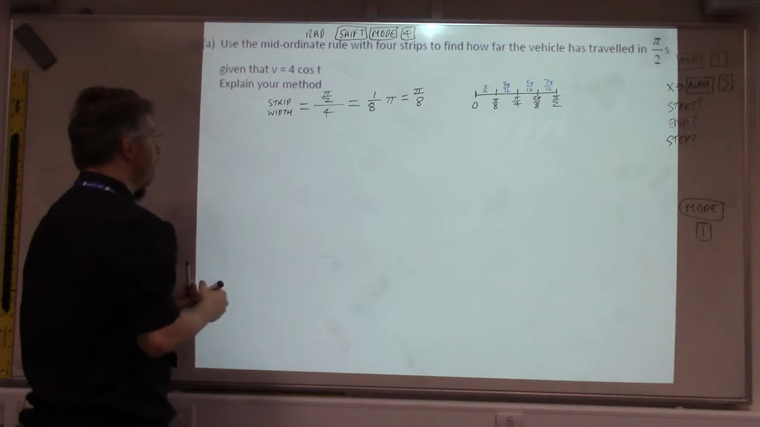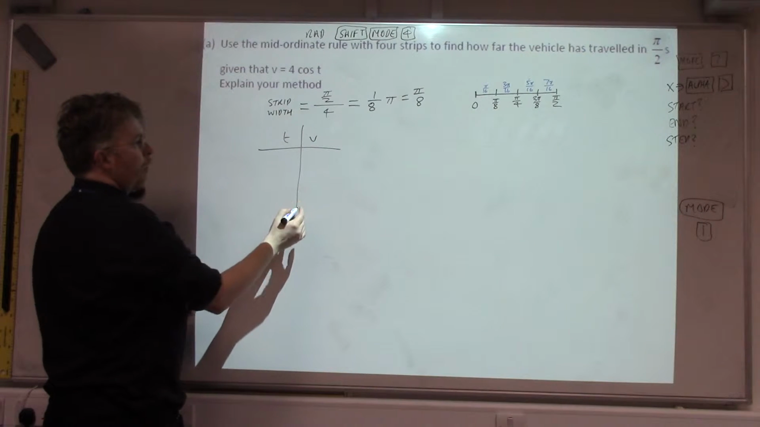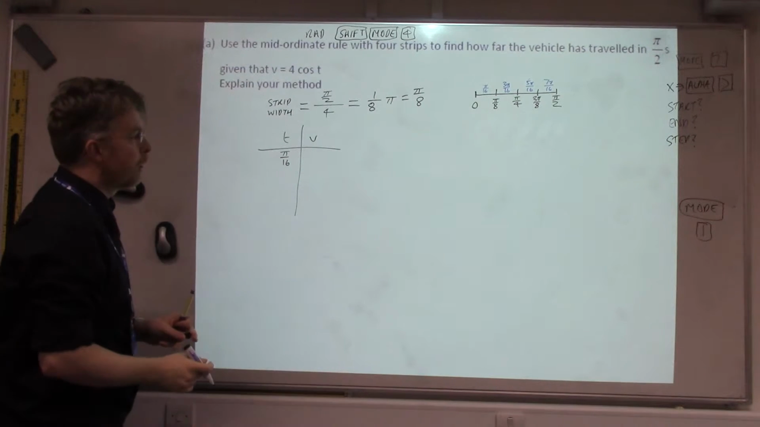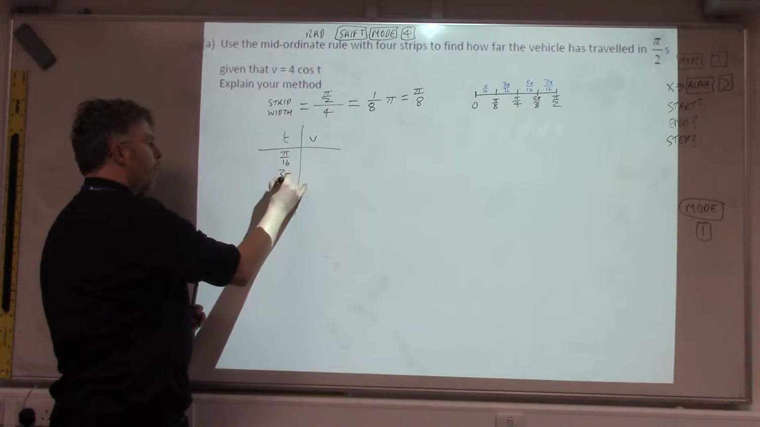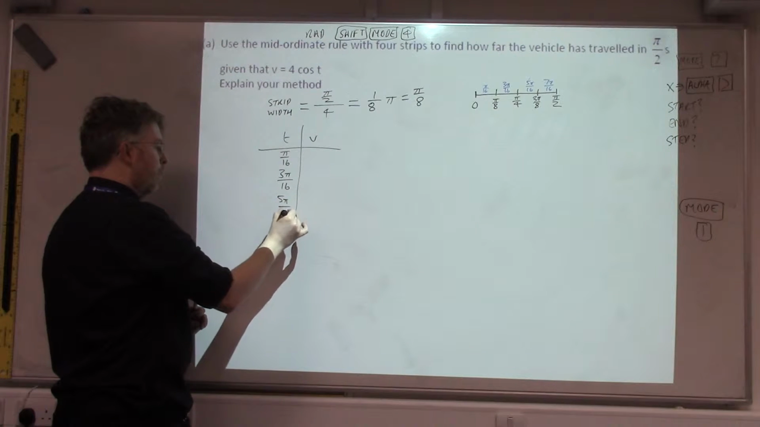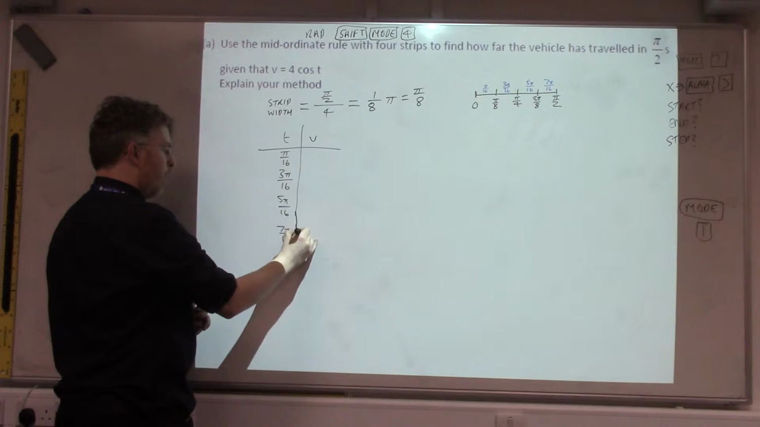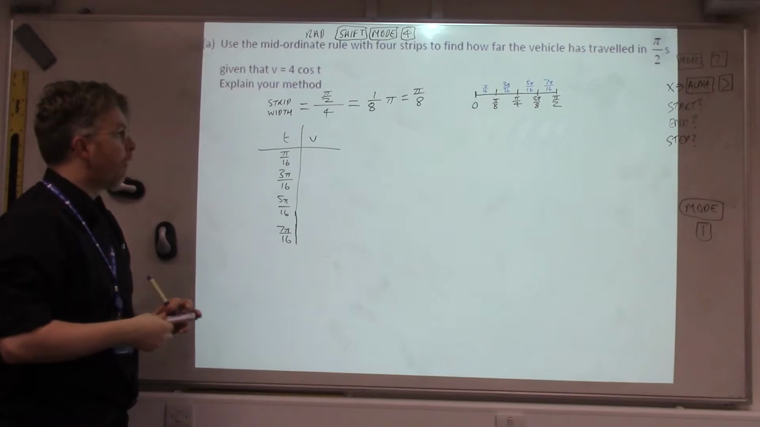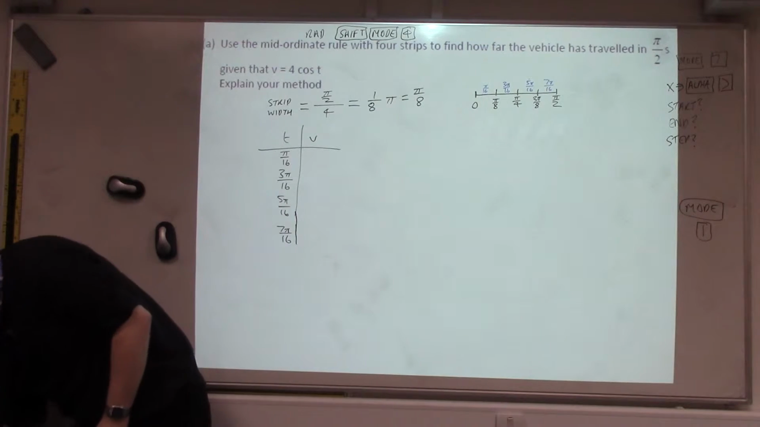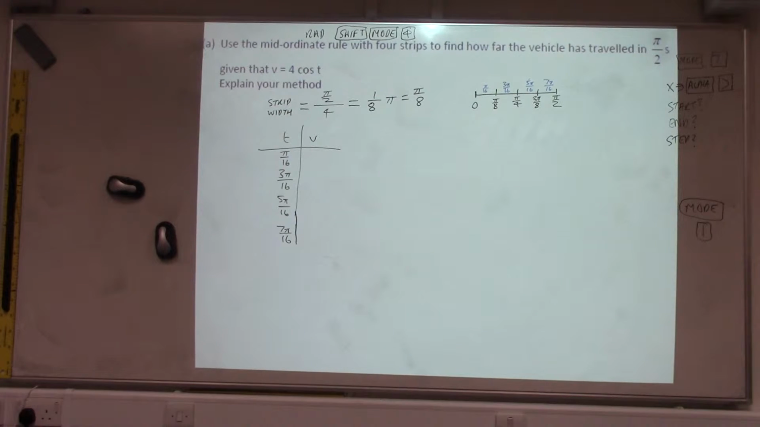So we need a table for t and v. So for the mid-ordinate rule, we start at the first middle, and then we go up one by one. And we'll need the corresponding v values for our calculations later. So again, table mode. Mode 7 gives us table mode.